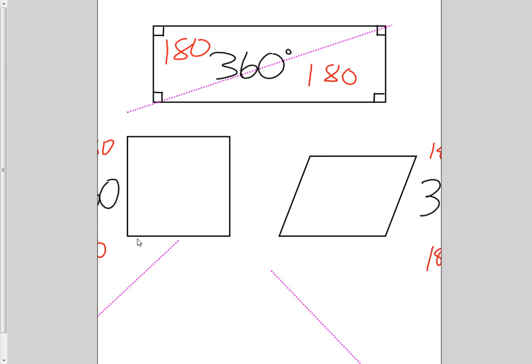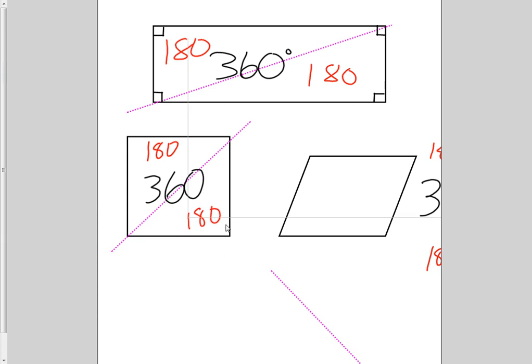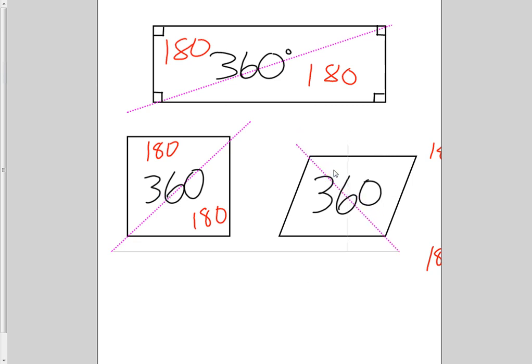I can do the same thing. Here's a square. Well, a square is also 360 degrees. If I cut that in half, well, what does that give me? It gives me 180 degrees in this triangle and 180 degrees in this triangle. And finally, if I take my rhombus, I just sit down on my square, push it down. We know then that all the angles are going to be 360 degrees. When I cut that in half, look, I have two triangles, so 180 degrees here and 180 degrees here.